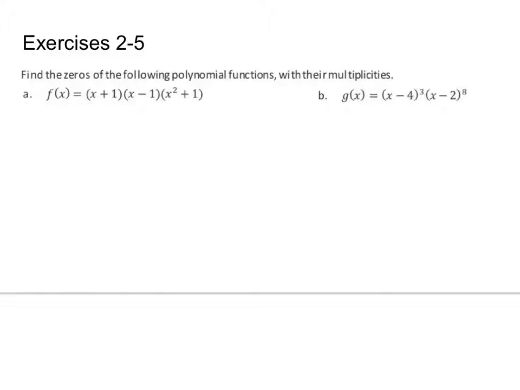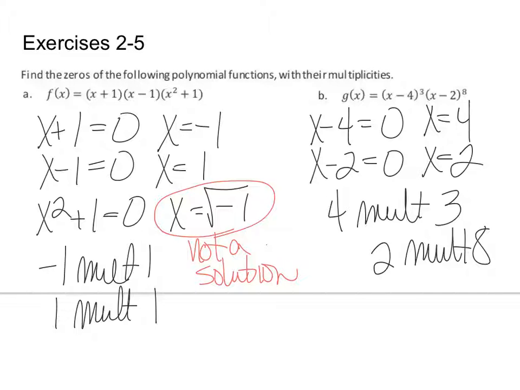Okay, exercises 2 through 5. Go ahead and try this one on your own and see what happens. I'm going to push pause. All right, there you go. Notice, one thing I'm going to point out, you can look at everything else. Square root of -1 is not a solution because it's not a real number. We're going to get into imaginary numbers, which are real things, but it's not a real number.